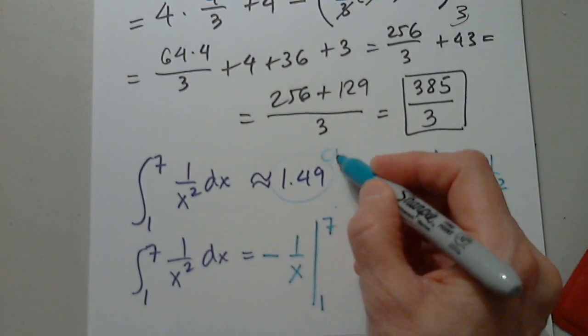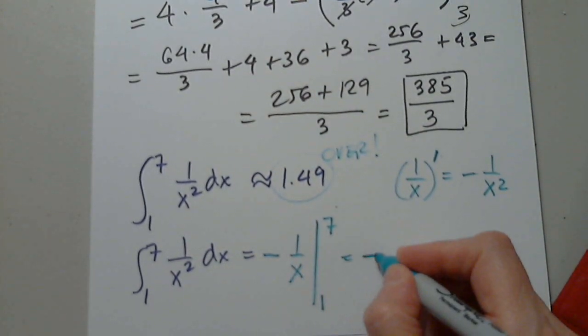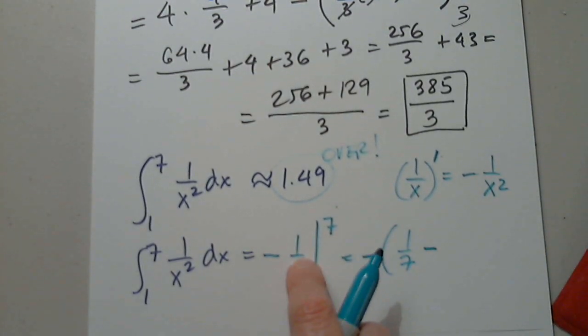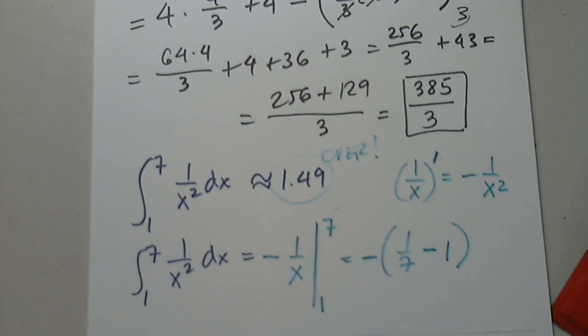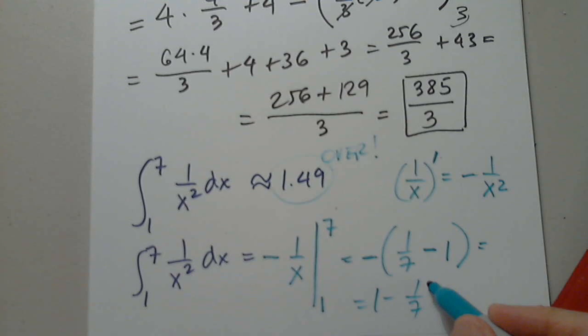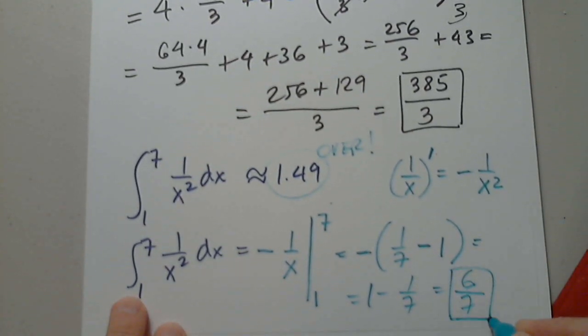Remember, this was an overestimate. Keep the negative outside, plug in 7, and subtract when you plug in 1. So it's basically 1 minus 1 over 7 when I distribute this. So 1 minus 1 over 7 is 7 minus 1, so this is exactly 6 over 7, not 1.49. This is the exact answer.